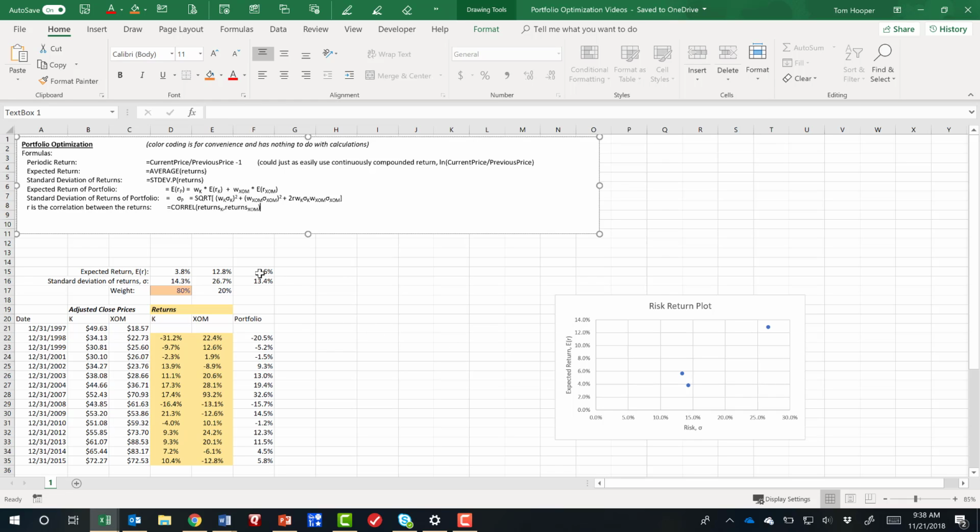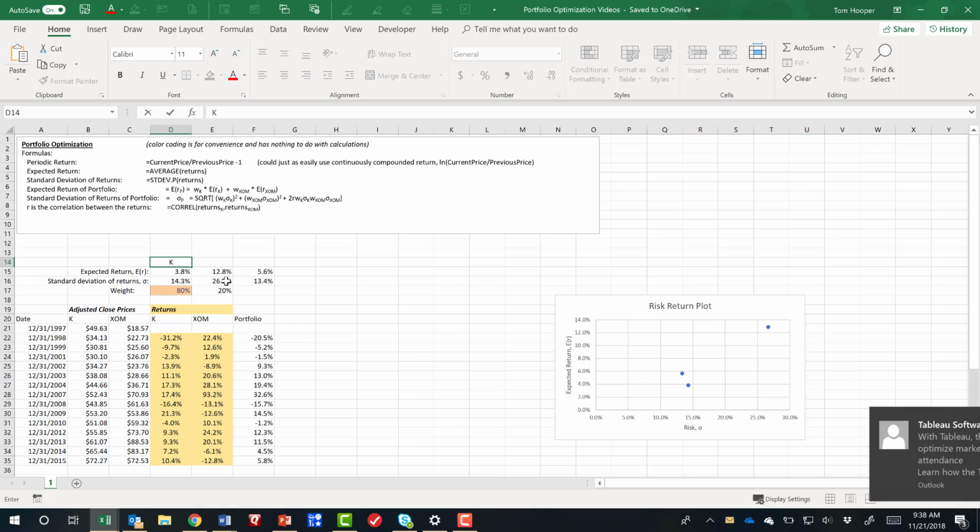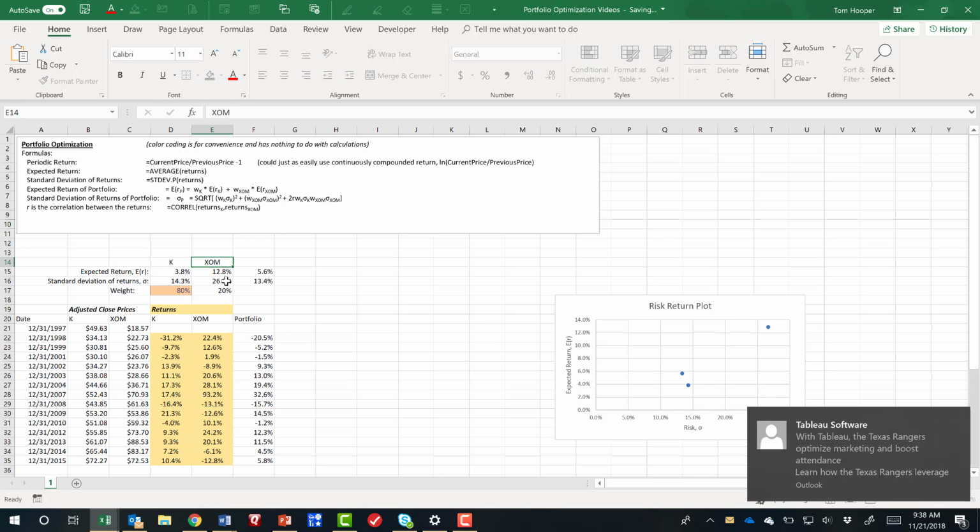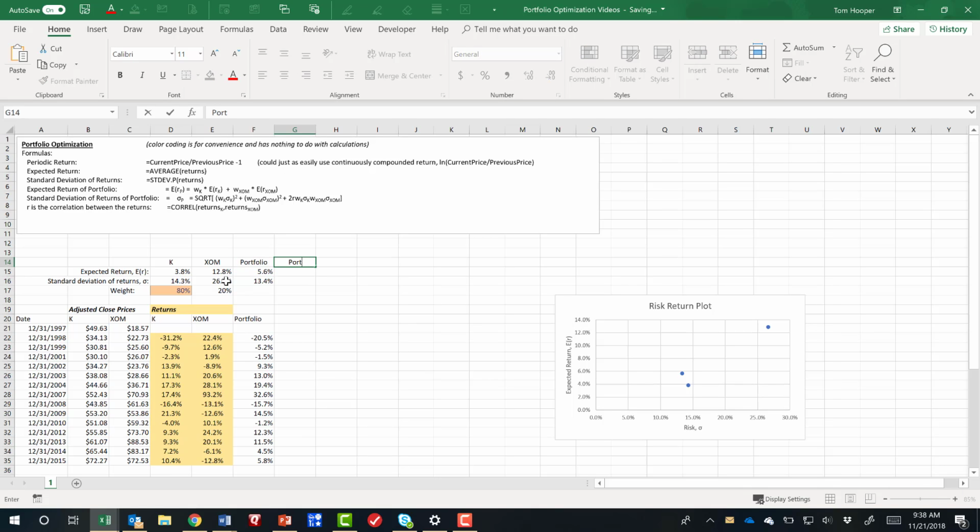Let's see if we can find the same risk and return of a portfolio based on its weights using these analytical formulas that I've added to our list up here. Before, we've calculated our statistics on Kellogg, on ExxonMobil, and on the portfolio, and we'll see if we can get the same answers for the portfolio.